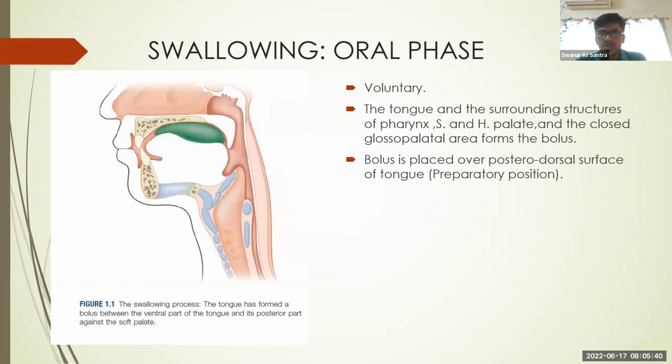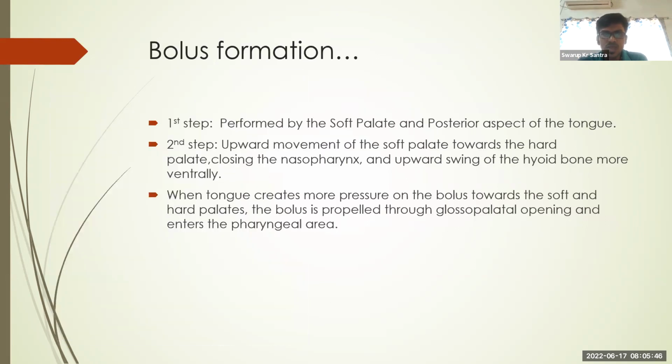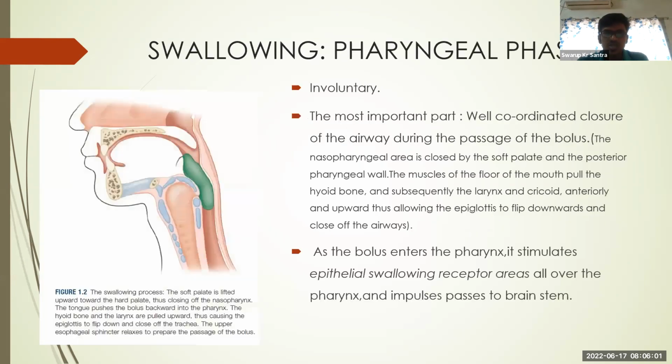Just before the oral phase starts, there is a preparatory position in which the bolus is placed over the posterior dorsal surface of the tongue. The first step is performed by the soft palate and the posterior aspect of the tongue, and the next step is the upward movement of the soft palate towards the hard palate, closing the nasopharynx, and upward swing of the hyoid bone more ventrally. When the tongue creates more pressure, it goes to the next phase, the involuntary pharyngeal phase.